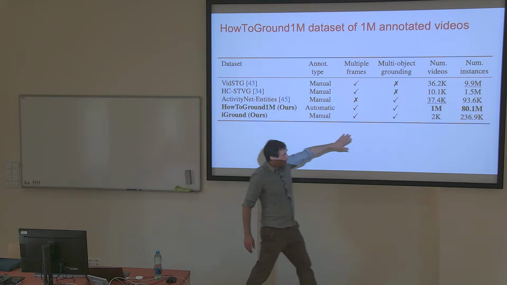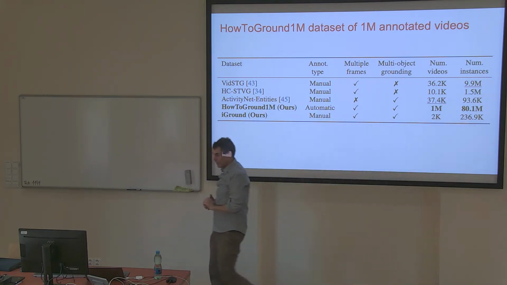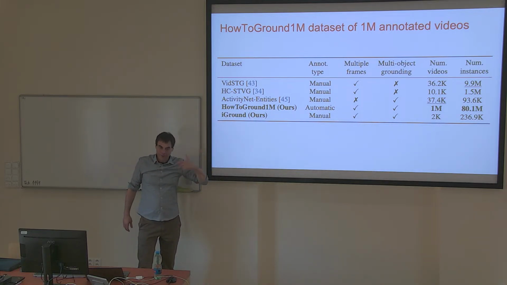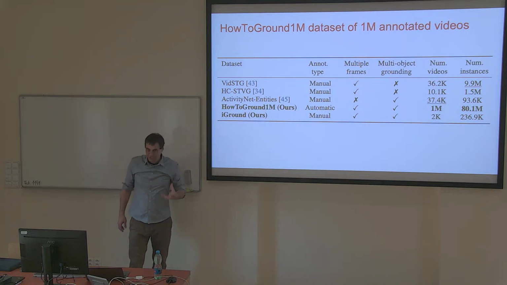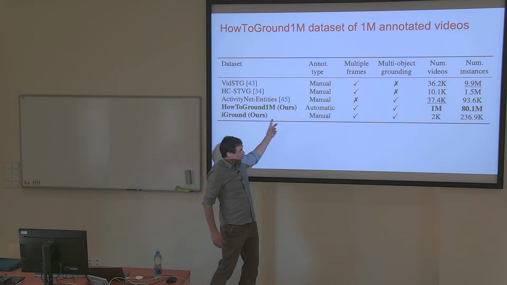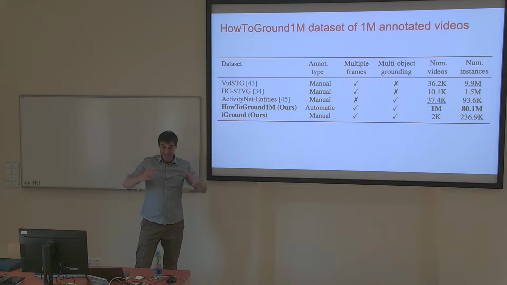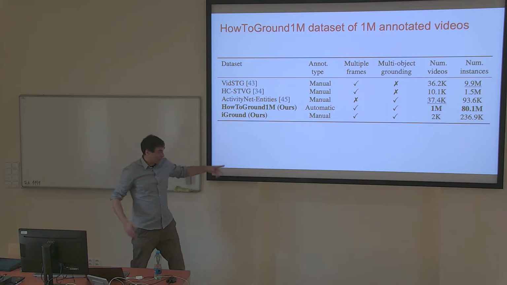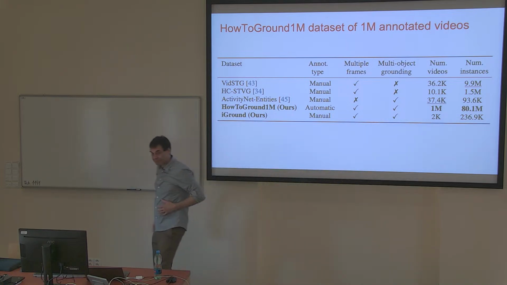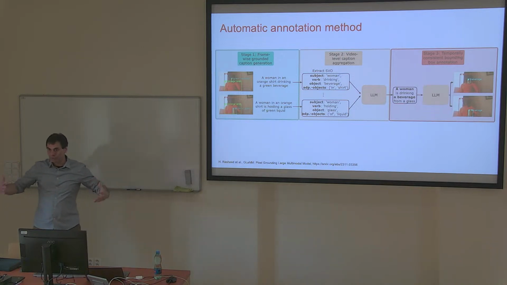There are the number of videos and the number of annotated bounding box instances. So we have iGround, which is manually annotated, working with a company, where we produced about 2,000 videos annotated with these boxes. But we also have a semi-automatic method, and I'll go quickly, where we can scale this annotation. So in the end we have a data set of 1 million videos with 80 million bounding boxes annotated for this task. And it's the largest data set for this problem at the moment.